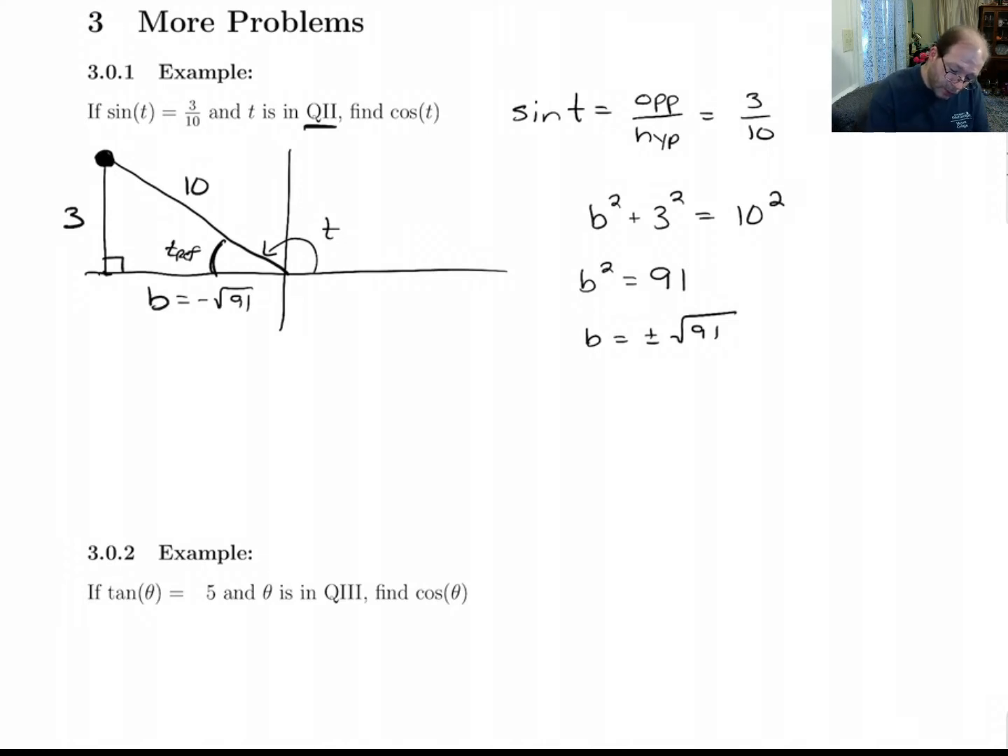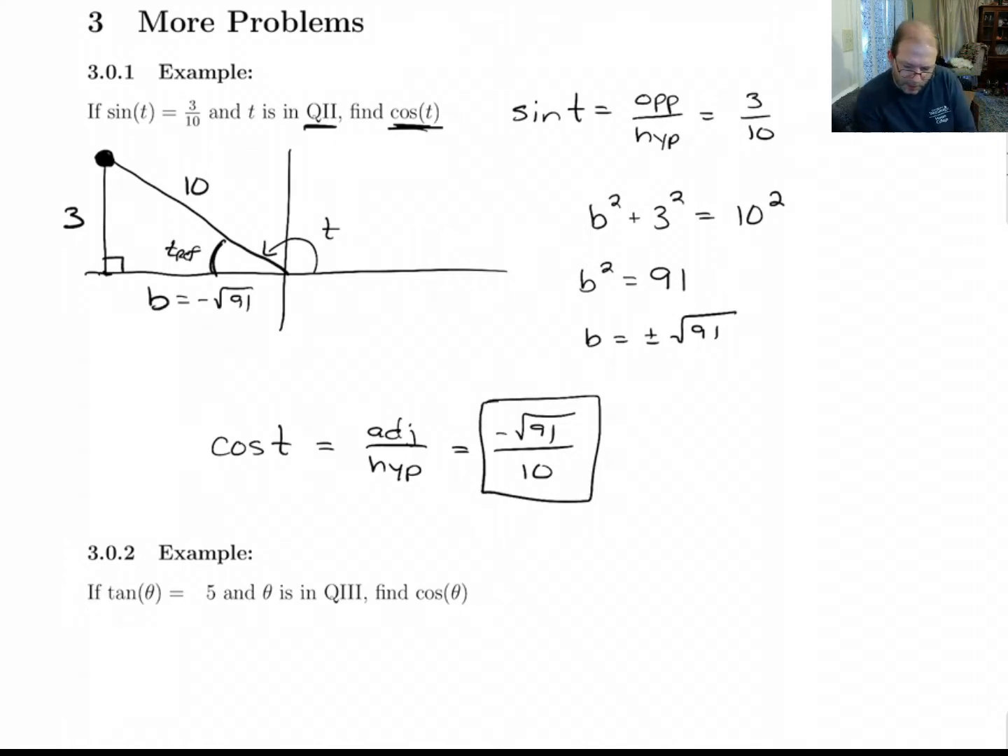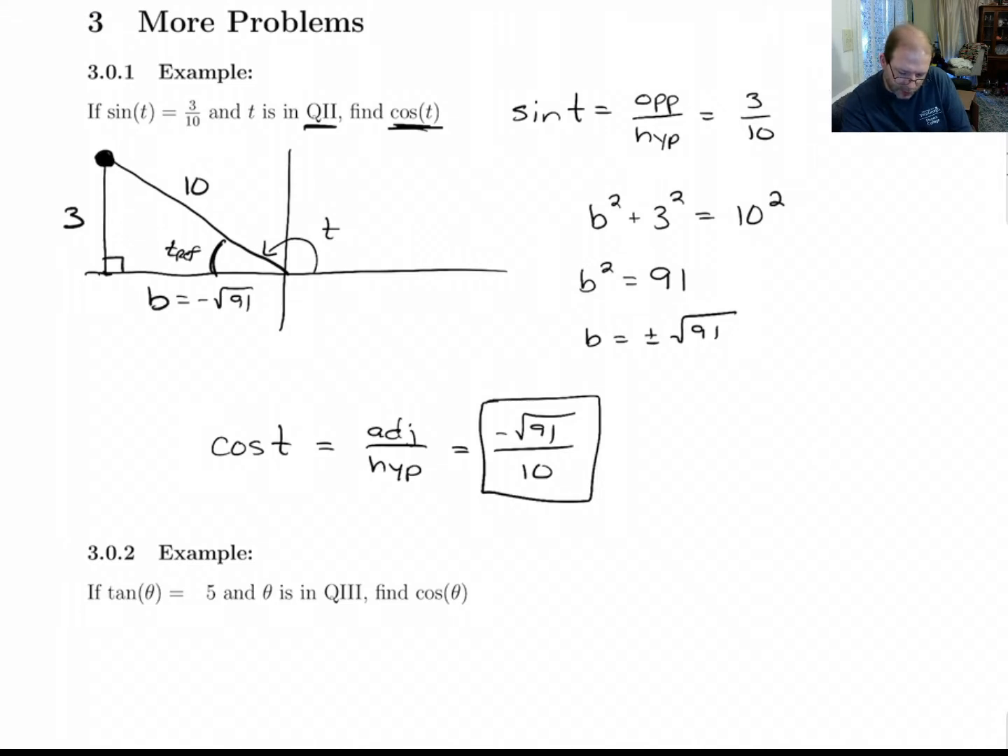So now we're supposed to find cosine of t. Cosine of t is adjacent over hypotenuse. The adjacent side here is minus root 91. Hypotenuse is 10. So this is our answer. Now, that's the best way to do this type of problem. There is kind of a cheap way you can do it also, though. I'm going to show you that too.